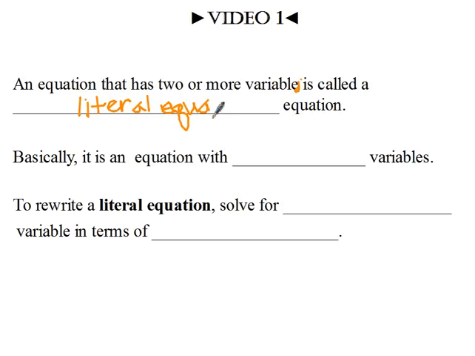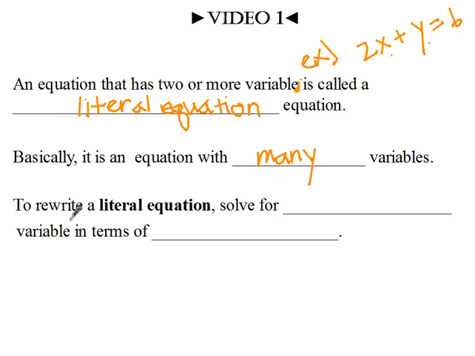Have it written down. Now I said literal equation, two or more variables, meaning that I'm just going to give you an example. 2x plus y is 6, and you have two variables. You have an x and you have a y. Basically, it's an equation with many variables.